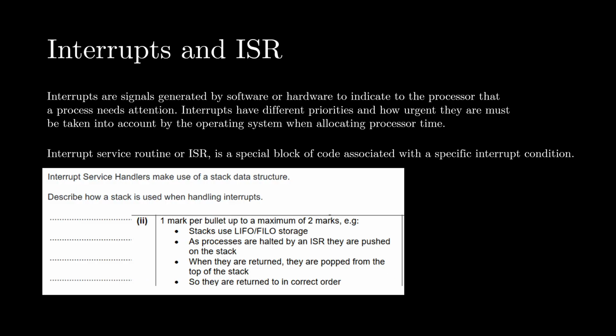You just say stacks use last in first out, or first in last out. Literally the same thing, it's just a different order. So stacks use that storage. Then, as processes are halted by an ISR, they are pushed onto the stack. When they are returned, they are popped from the top of the stack, so they are returned in the correct order. Just any 2 points of those, and you get the 2 marks.